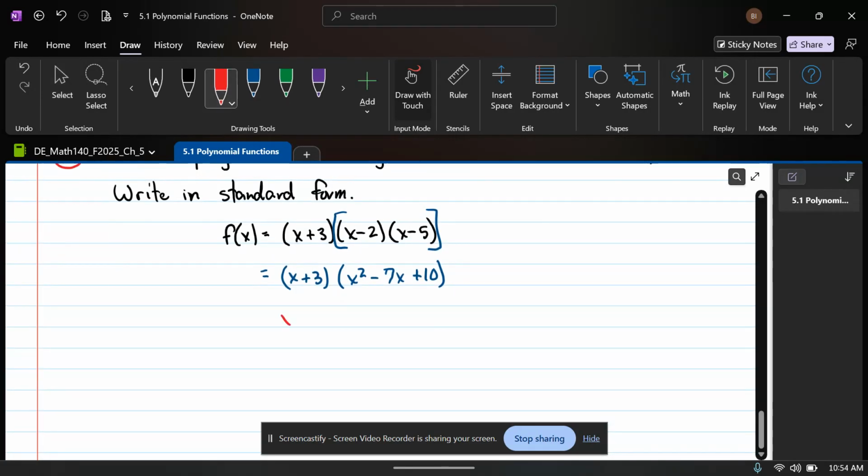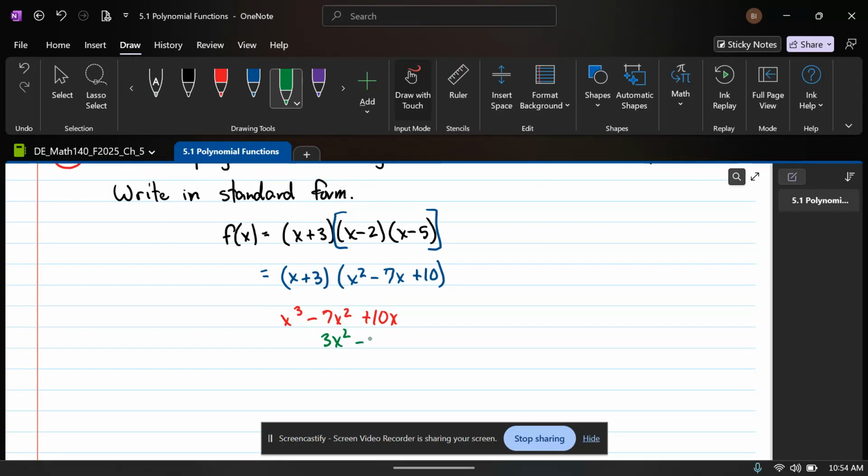So x times all of that is going to be x cubed minus 7x squared plus 10x. 3 times all of that is going to be 3x squared minus 21x plus 30. And I'm just stacking up my like terms there. Instead of writing it out really long, save a little space, stack it up. And then the final answer in standard form is putting that all together. X cubed minus 4x squared minus 11x plus 30.